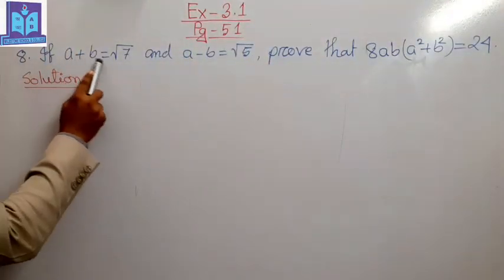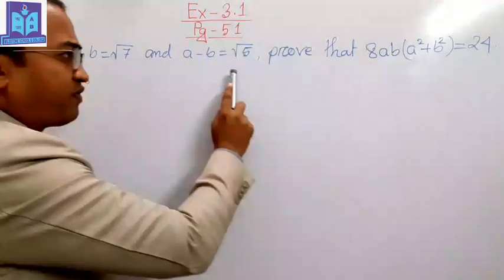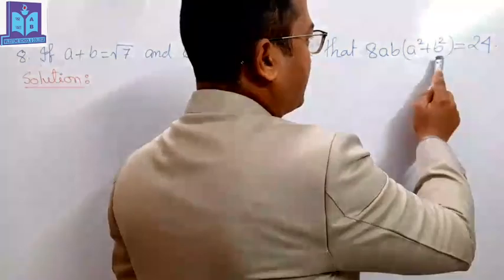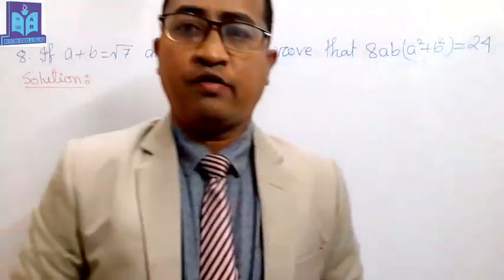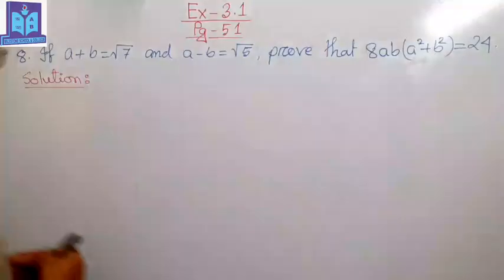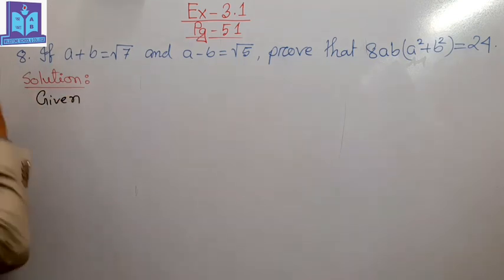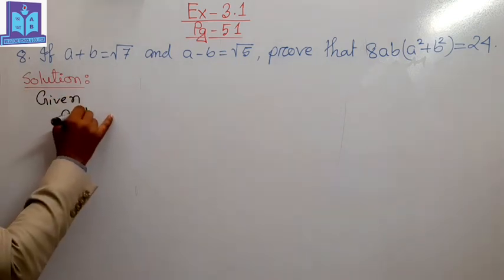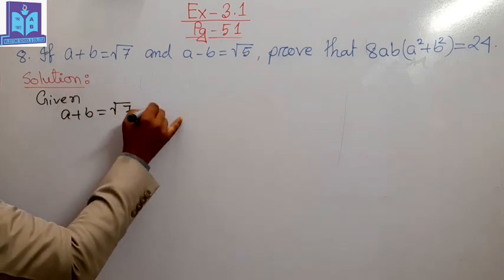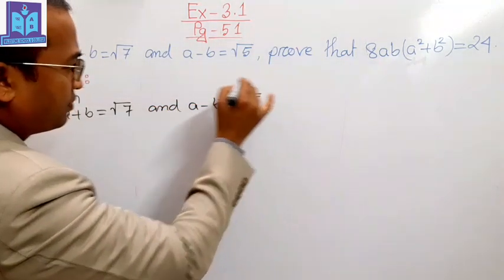If a plus b equals root over 7 and a minus b is equal to root over 5, prove that 8ab into (a square plus b square) is equal to 24. So we will start from the given part. Given a plus b is equal to root over 7 and a minus b equals root over 5.